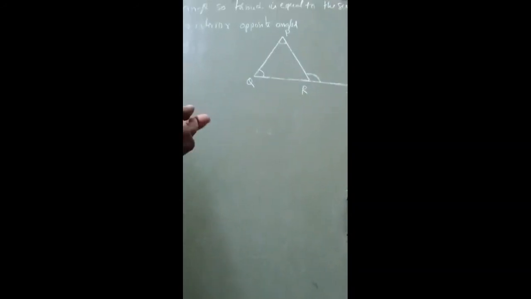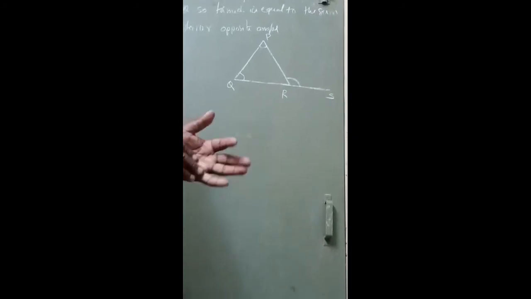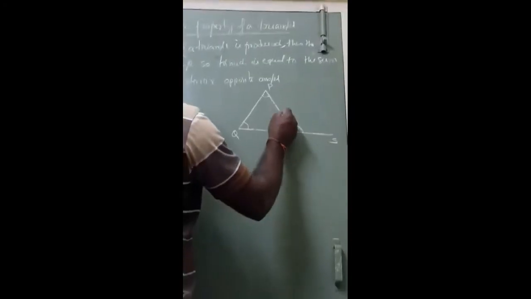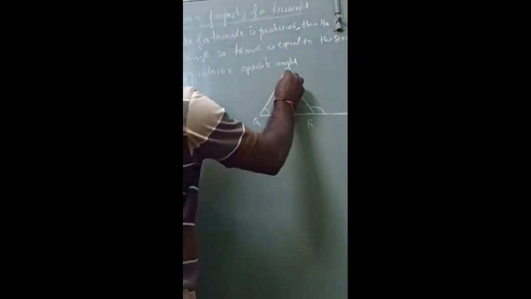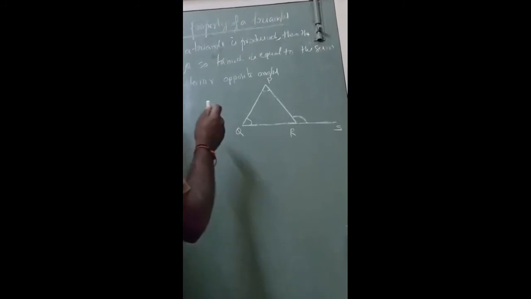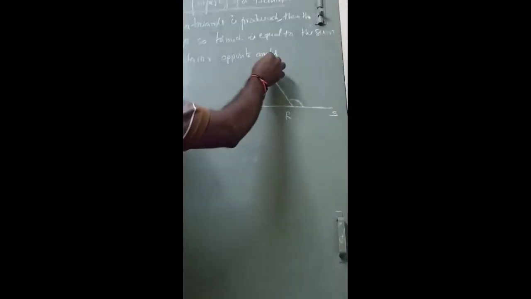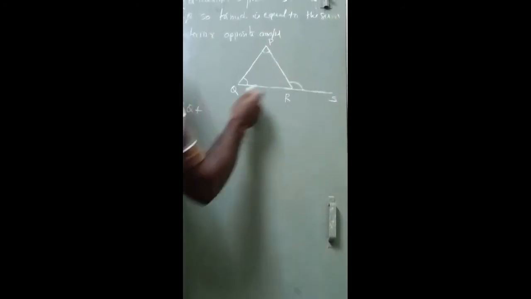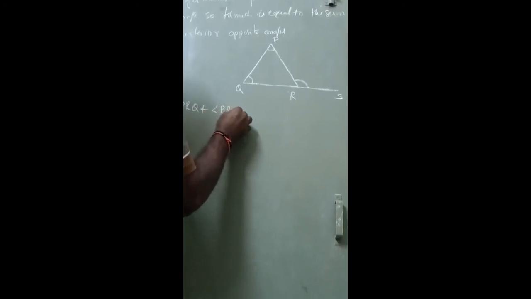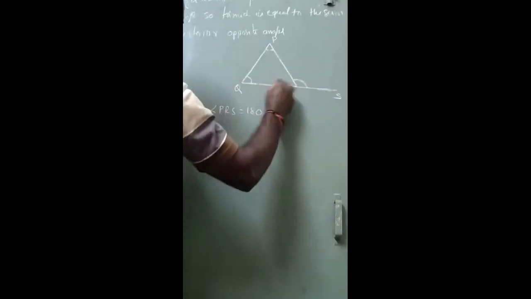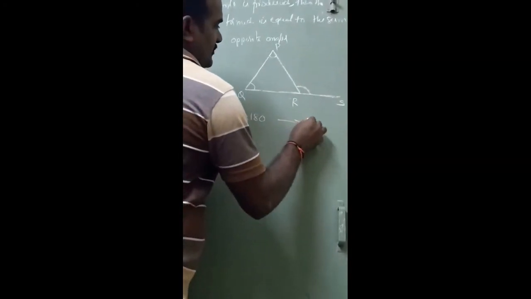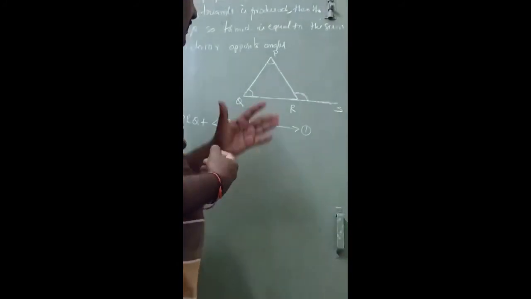How to prove? Okay, see students, the exterior angle is equal to the sum of the opposite interior angles. So here, first of all, the exterior angle is angle PRS. Angle PRQ plus angle PRS is equal to 180 degrees, or not? This is the straight line. The straight line angle is this angle plus this angle. This is the first equation.